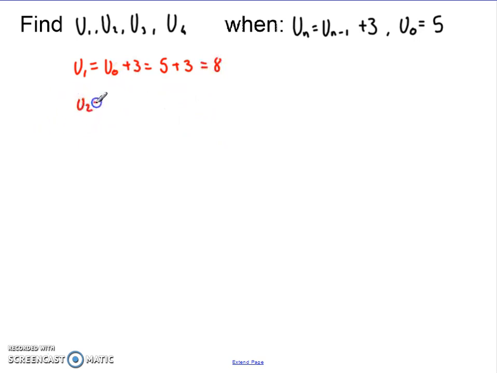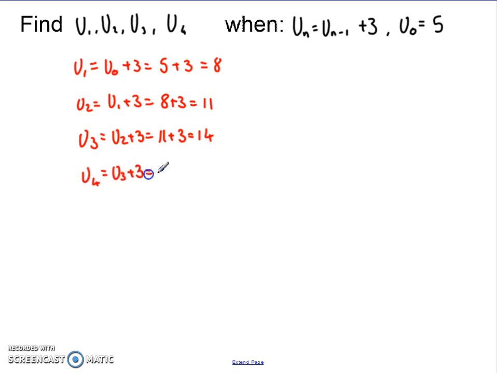The second term, u2, is given by the previous term u1 plus 3, and again we just take the value we've just calculated for u1 and use that. So it gets 8 plus 3, which is 11. u3 is given by the previous term u2, add a 3, again we've got 11 here for the previous term, so it's 11 plus 3, which is 14, and then u4 is given by u3, the previous term, plus 3. We know u3 is 14, so it's 14 plus 3, it's 17.